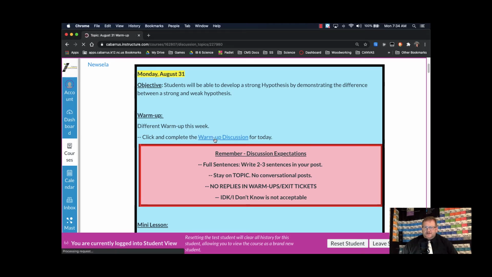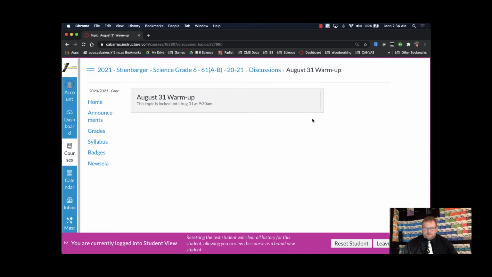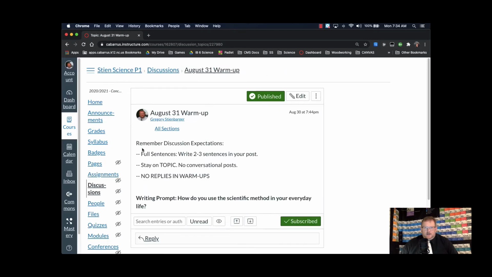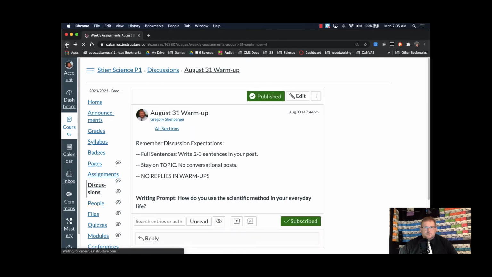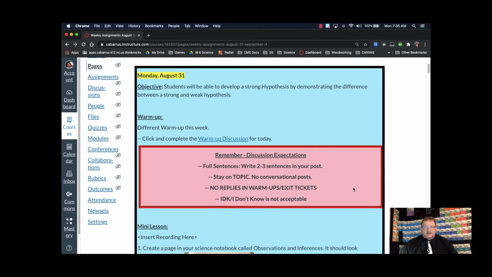When you go into the warm-up discussion, it's going to give you the topic. Writing prompt: how do you use the scientific method in your everyday life? So you're going to hit post, or you're going to hit reply down here, and then you're going to type your answer. Remember, here are the expectations again. 2 to 3 sentences, stay on topic, no conversational posts, and no replies. Okay, so that's going to be your warm-up for today. Now I'm going to back up. All right, that's the warm-up for today.